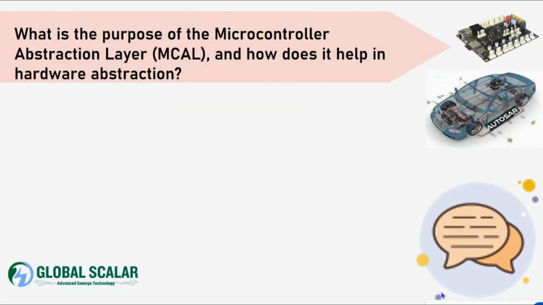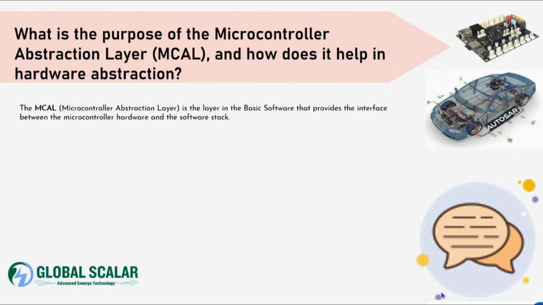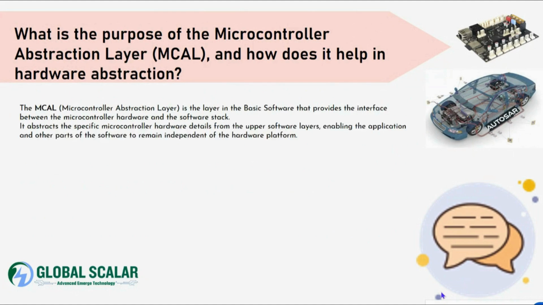What is the purpose of the microcontroller abstraction layer, MCAL? How does it help in hardware abstraction? MCAL is a layer in the base software that provides the interface between the microcontroller hardware and the software stack. It abstracts the specific microcontroller hardware details from the upper software layers, enabling the application and other parts of the software to remain independent of the hardware platform.